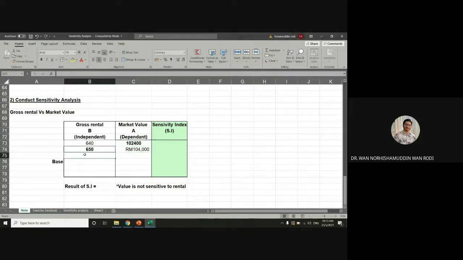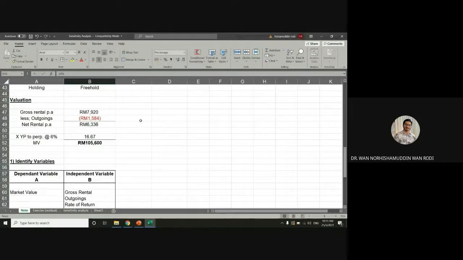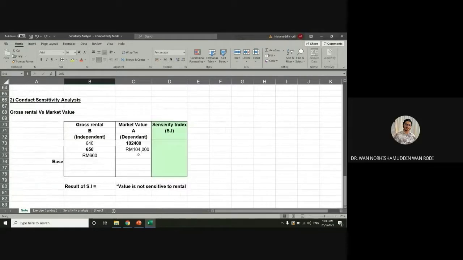Let's say if we want to increase the gross rental, you increase it by 10 ringgit, 660, and you change it here. As far as concerned, we will get the market value of 105,600.